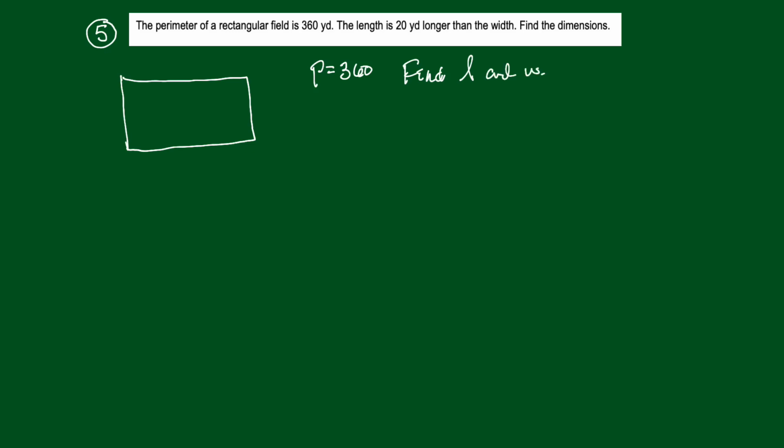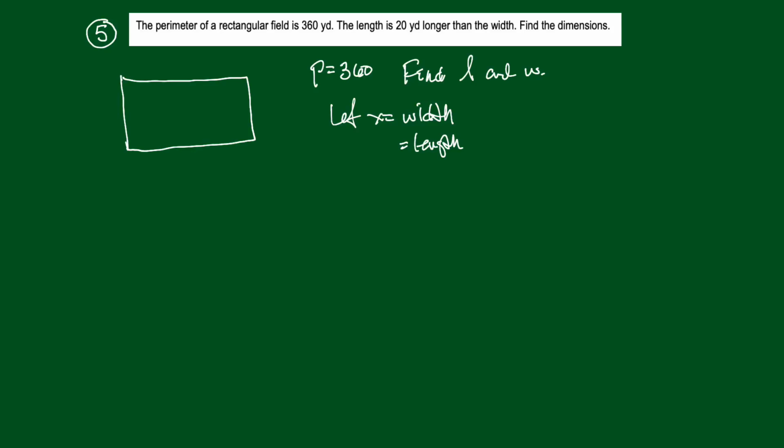The perimeter of a rectangular field. Now, as soon as I can draw something, I'm going to draw it. We've got a rectangular field. So I'm going to draw this rectangular field. It says the perimeter. Now, the perimeter is the length around. This length plus this length plus this length plus this length. So the perimeter is, you know what, I'm going to write that. The perimeter is 360 yards. Okay, now, the length is 20 yards longer than the width. Find the dimensions. So I'm going to find the length and the width. That's what I'm looking for. So find L and W.